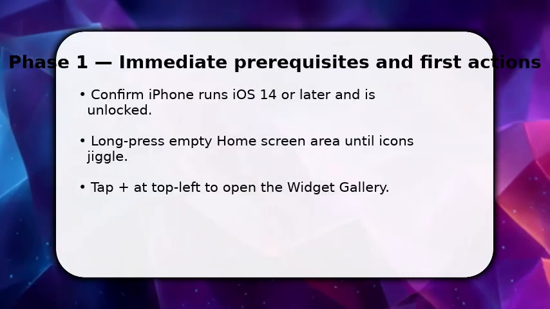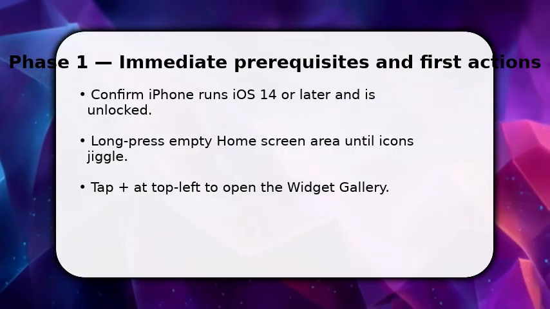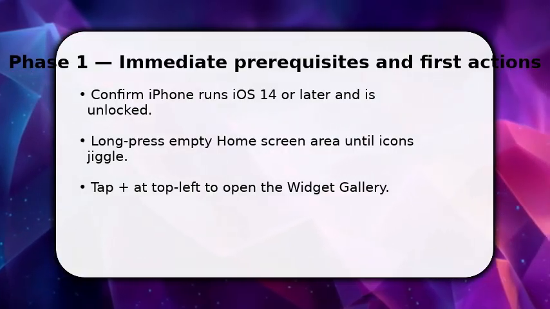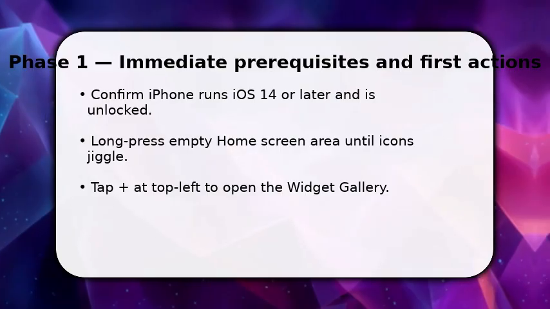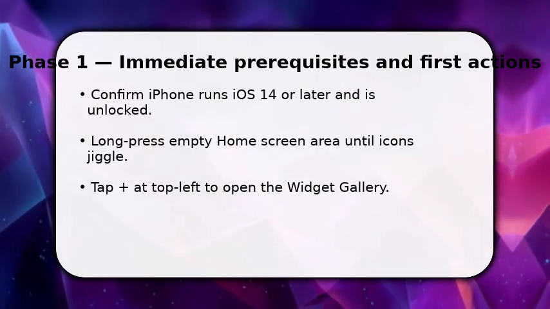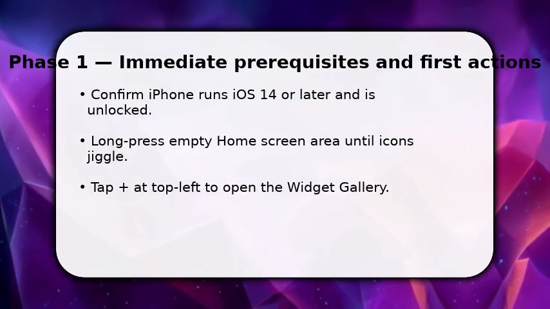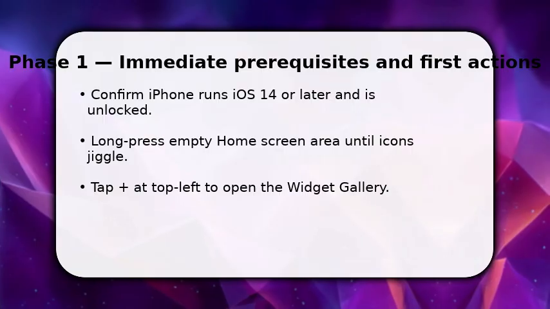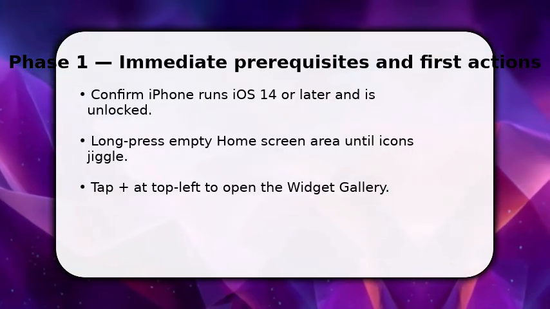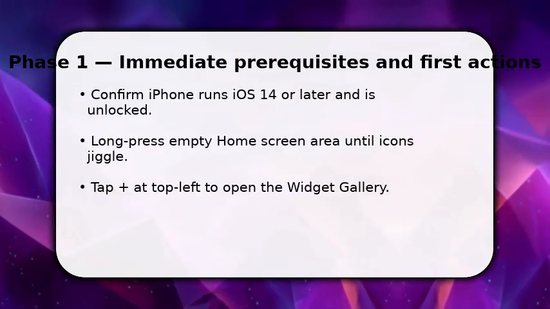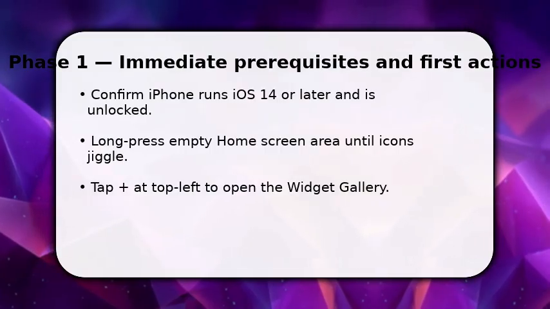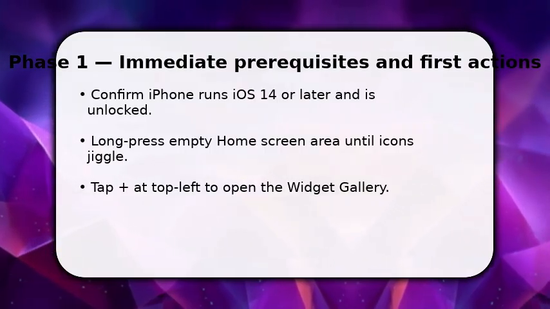You start by confirming your iPhone is on iOS 14 or later and unlocked. This ensures widget support. Next, long press any empty area on your home screen until icons jiggle. That activates edit mode. Once done, tap the plus at the top left to open the widget gallery. You do this now so you can add the battery widget directly. It saves time versus digging through settings.